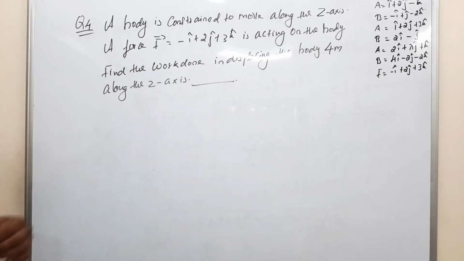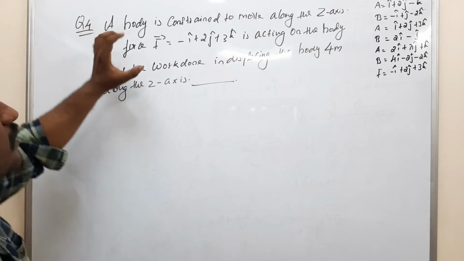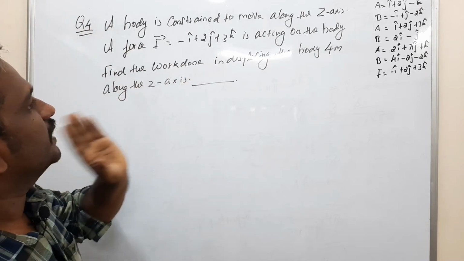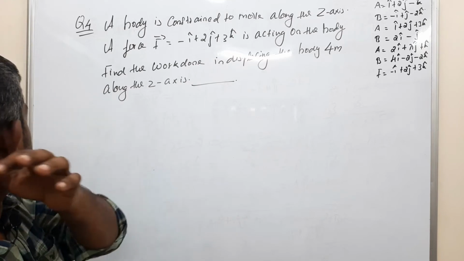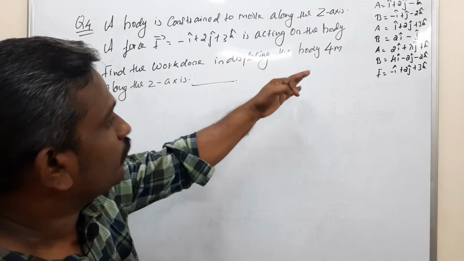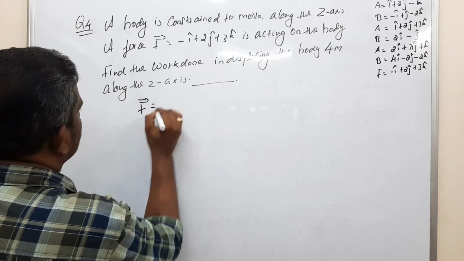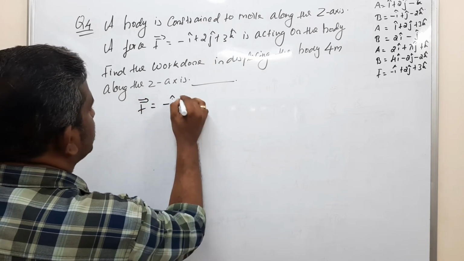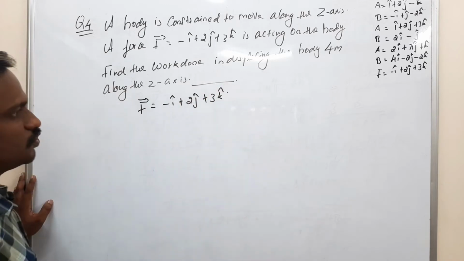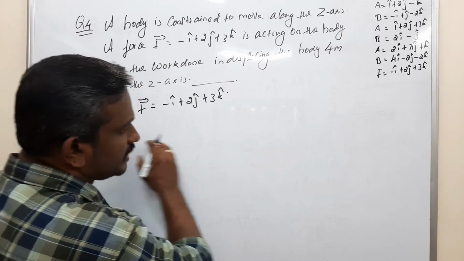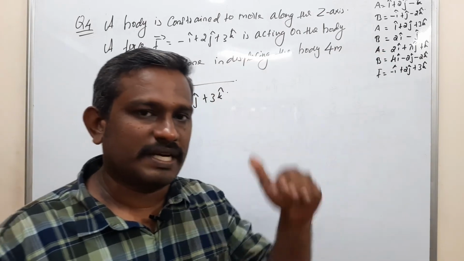This is the question. A body is constrained to move along the z axis only. A force is acting on the body, given in rectangular component form, minus i cap plus 2j cap plus 3k cap. Find the work done in displacing the body 4 meter along the z axis. So F vector is given. What is the displacement vector? Displacement vector is along the z axis only, which means the other two components, x component and y component, are 0.